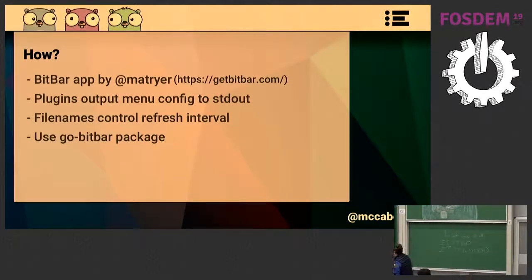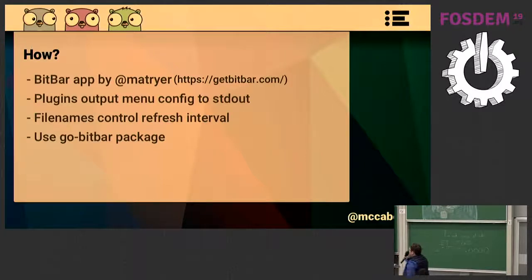Bitbar is an application written by Matt Ryer that runs on OS X that handles the rendering of menu bar applications and has a super simple interface. You literally just have to drop in an executable that outputs text. It can be any language, it can be shell scripts, absolutely anything. And then you can control how frequently that refreshes just by appending a suffix to the file, like .30 seconds, .1 minute, and so on.